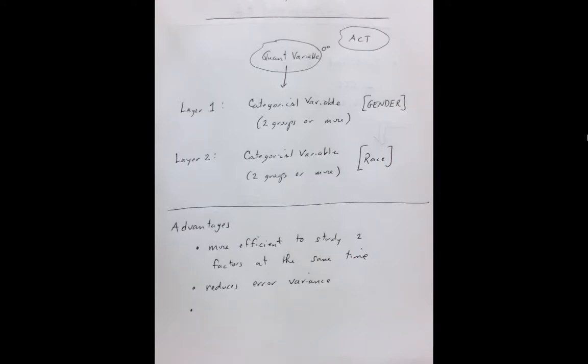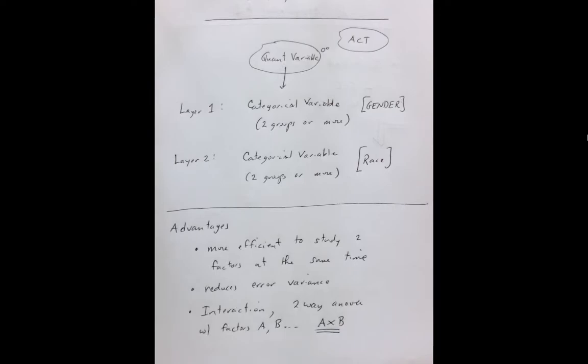And guys, I think the most important advantage to a two-way ANOVA is it gives us a way to investigate the interaction. In other words, if we have a two-way ANOVA with factors A and B, which I called layers up here, layer 1, layer 2, factor 1, factor 2, we can investigate the interaction of A cross B.